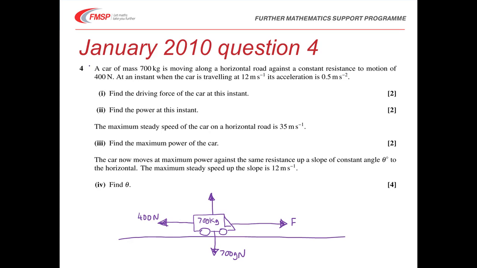And what I'm doing is trying to get all the information into the picture. So what else is there? At an instant when the car is travelling at 12 meters per second, its acceleration is 0.5 meters per second squared. Okay, that's got all the information. What do I need to do? First two parts of the question, find the driving force, so that's find F, and secondly, find the power at this instant, in other words, the instant when the speed is 12 meters per second and the acceleration is 0.5. Let's do that and then come back for the rest of the question.